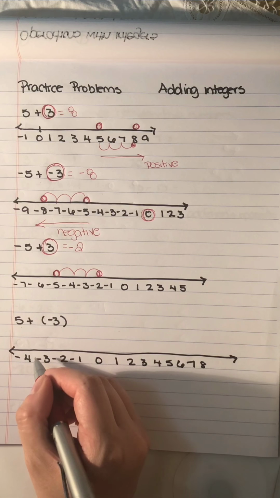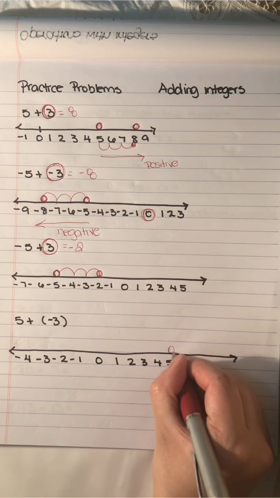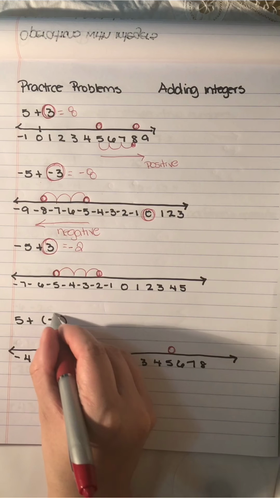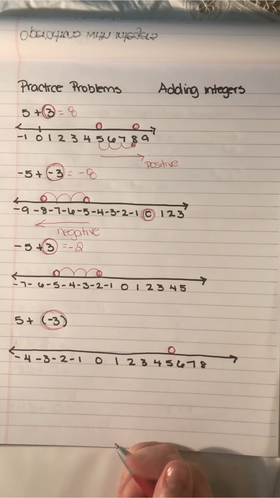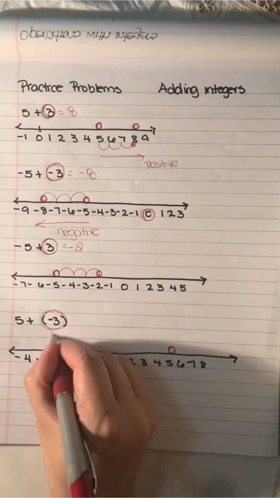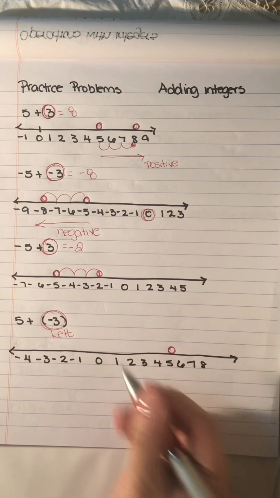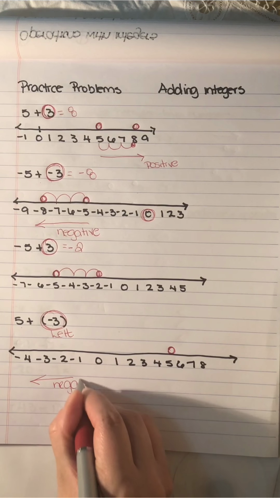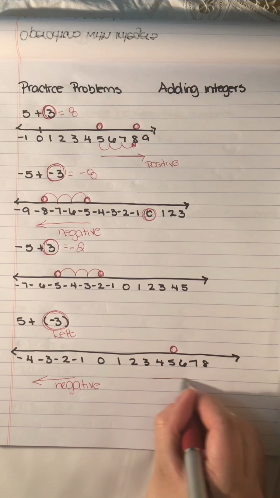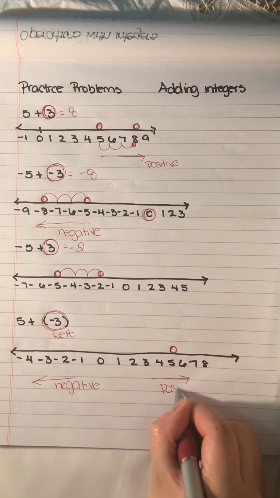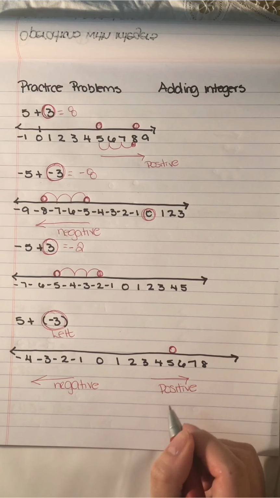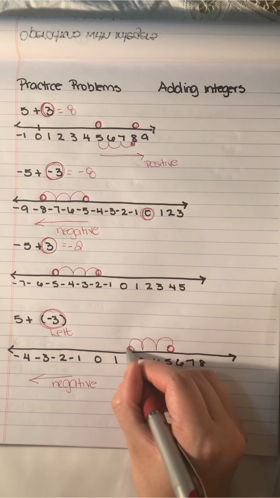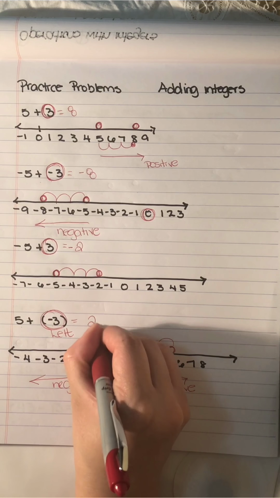Now here, 5 plus -3. So are we going to the left or are we going to the right? We're going to the left, because remember, the left is negative. The right is positive. So it's 1, 2, 3. And we land on 2.